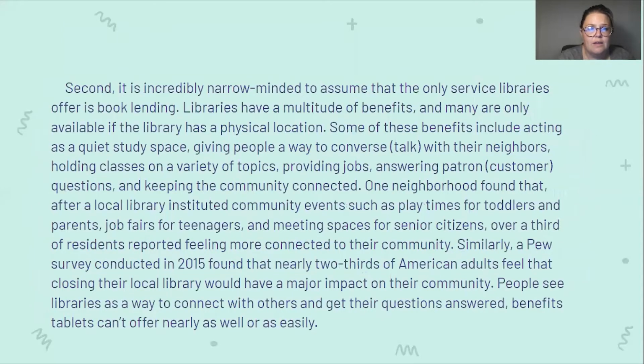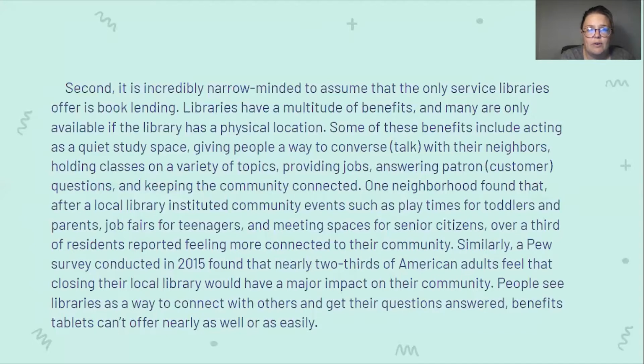Second, it is incredibly narrow-minded to assume that the only services libraries offer is book lending. Libraries have a multitude of benefits, and many are only available if the library has a physical location. Some of these benefits include acting as a quiet study space, giving people a way to converse or talk with their neighbors, holding classes on a variety of topics, providing jobs, answering patron or customer questions, and keeping the community connected.